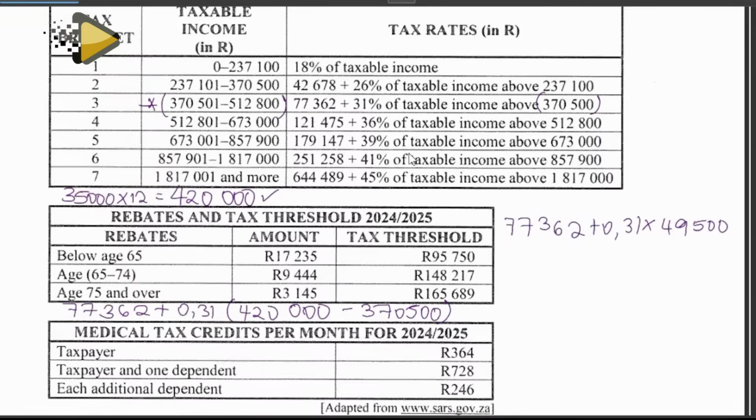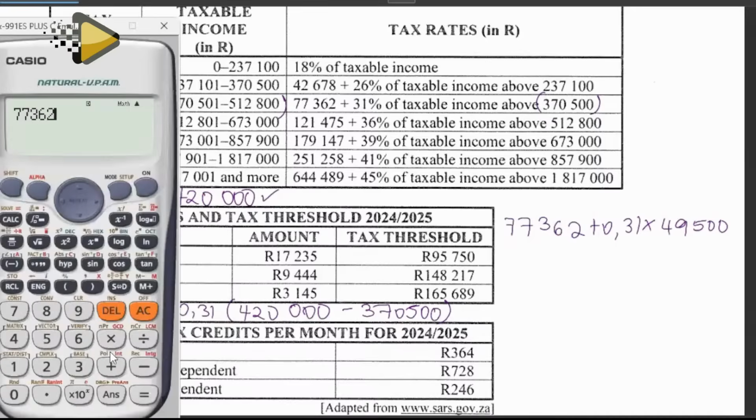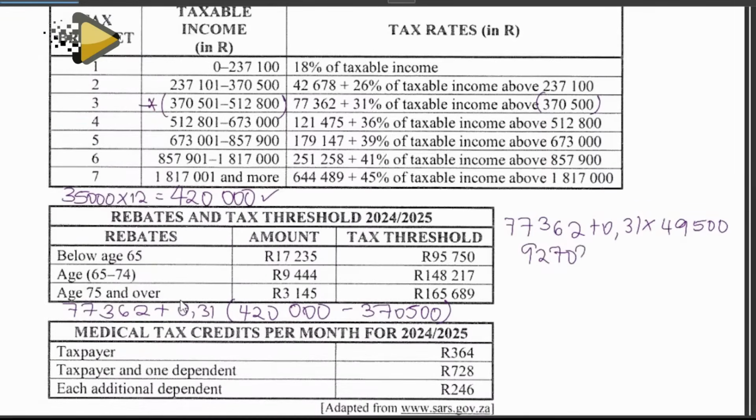As it is now, put it in a calculator. 77,362 plus 0.1 times 49,500. We end up having 92,702. So here we subtract the rebate. Let's subtract the rebate. 92,702 minus 17,235. We end up having 75,400. So this we divide by 12.